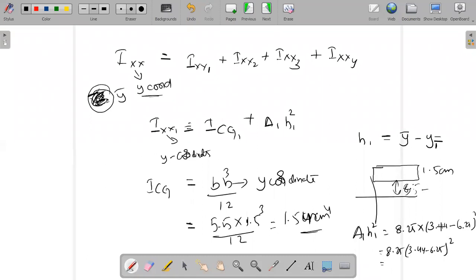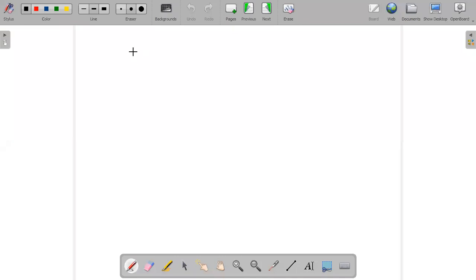You can directly do the squaring, no need to write. So this value we are getting as 65.14 centimeter power 4. Substitute here: you got the ICG1 value, 1.54, plus 65.14. The answer you will get is 66.68 centimeter power 4. Correct? Centimeter power 4 is the unit of the moment of inertia. We got Ixx1. Similarly, find Ixx2.